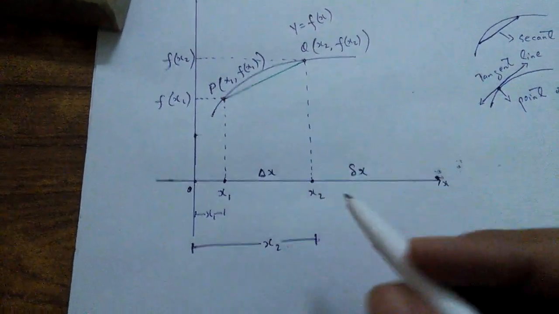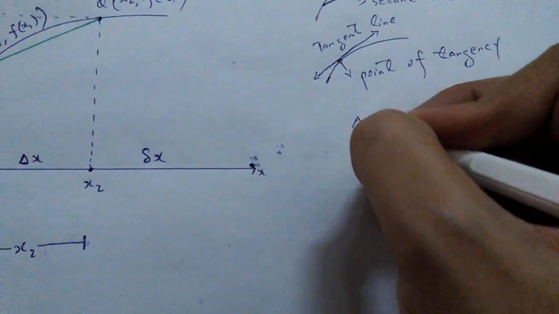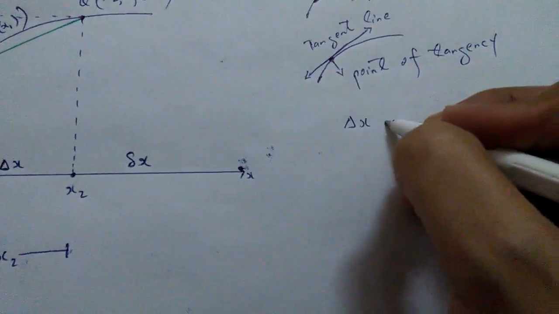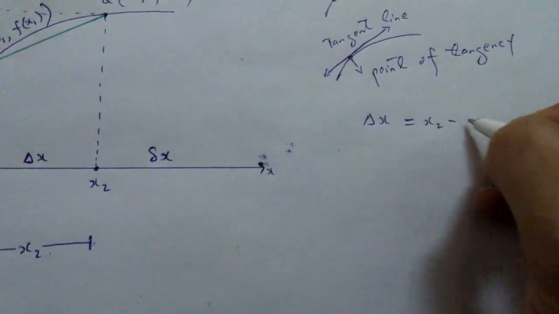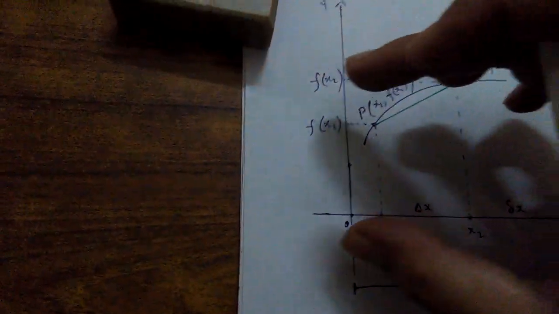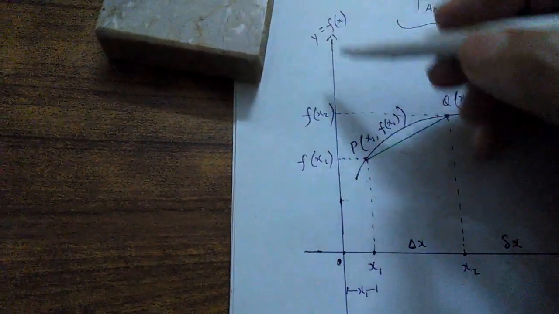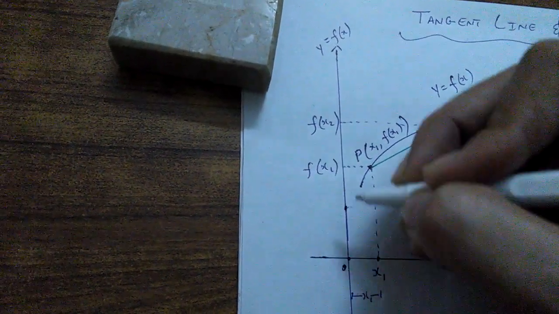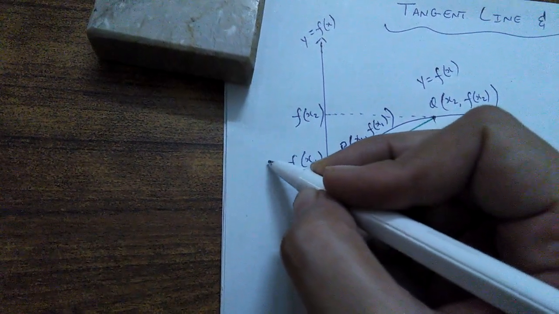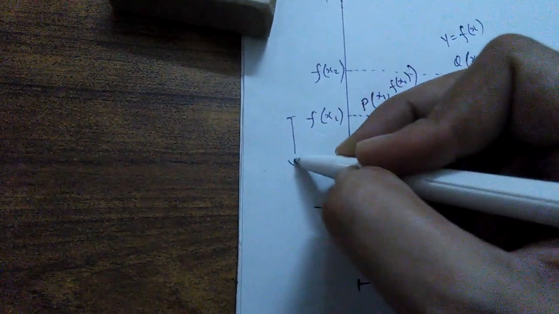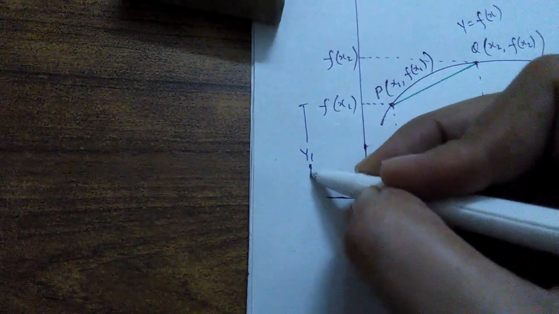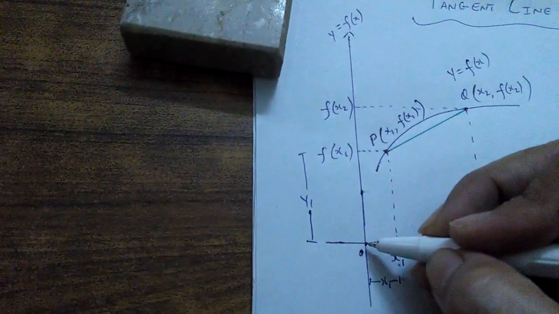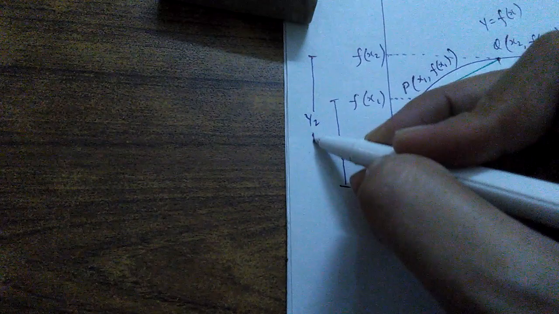So this tells us that del x is x2 minus x1. In the same manner, as this is the y-axis representing the function values, the value from the origin to f of x1 you can call y1, or simply write it as f of x1 as well. And the distance from the origin to f of x2, from here to here, is represented by the y2 value.